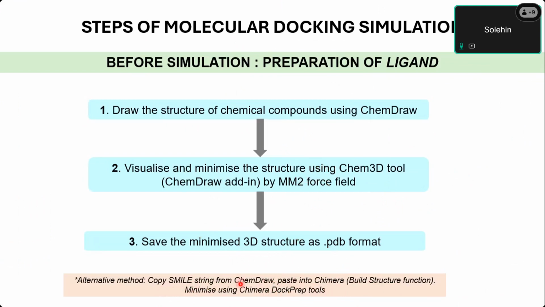But I suggest that using the prep tools in Chimera is not really reliable, because the minimization algorithm is not really good and not up to date. It uses another force field, I think Amber, which is not really good. So we just use the MM2 force field here.